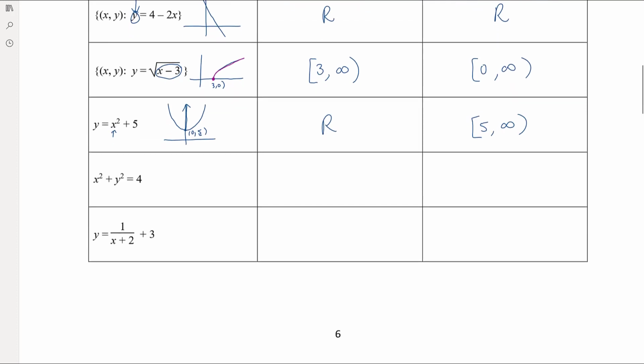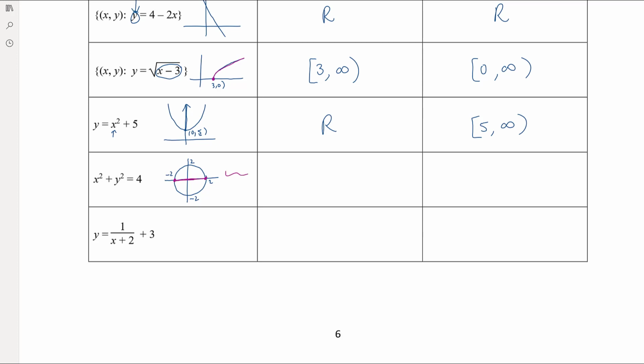Alright, let's think about this one. y squared plus x squared equals 4. Now again, thinking back to your gallery of graphs, this is a graph of a circle. It's a circle with its centre at the origin and with a radius of 2. And so therefore, the domain of this graph only goes from -2 up to 2, thinking about x values.